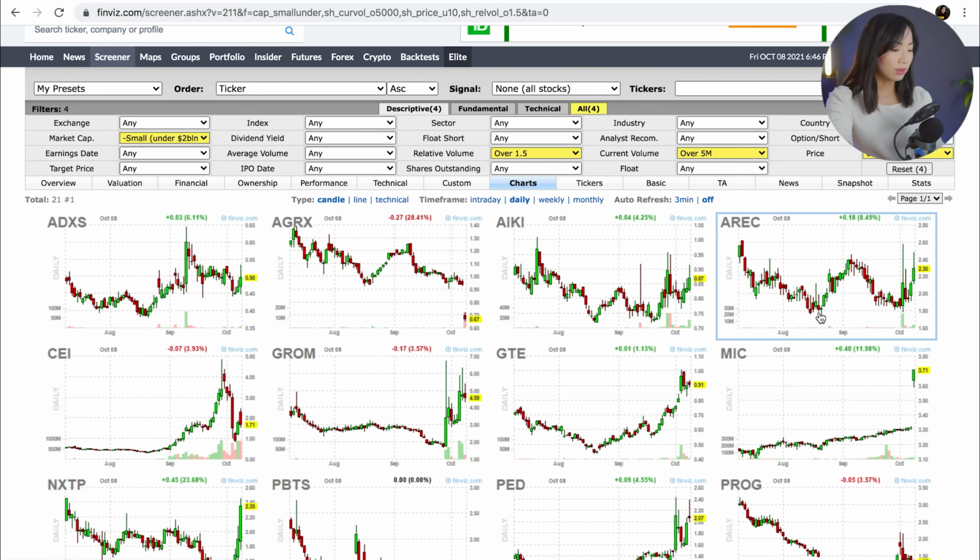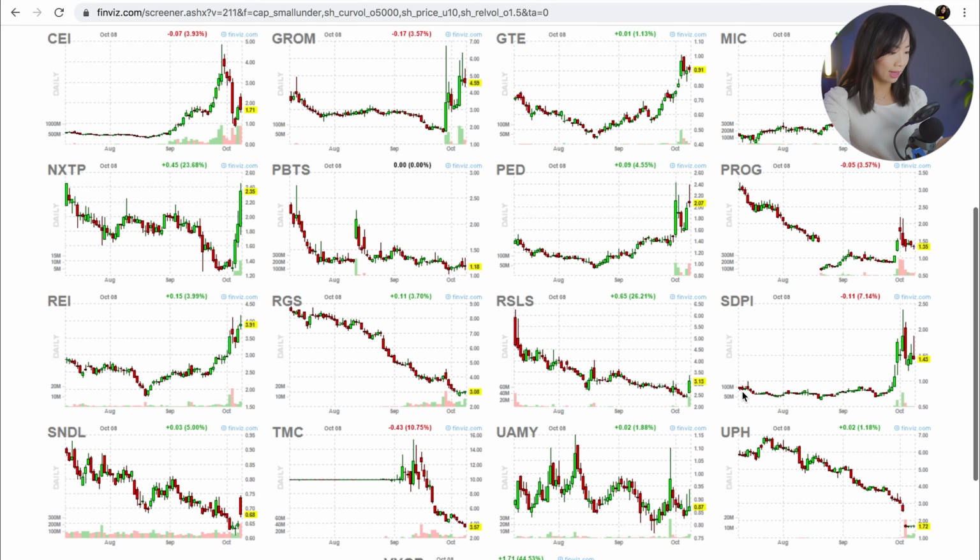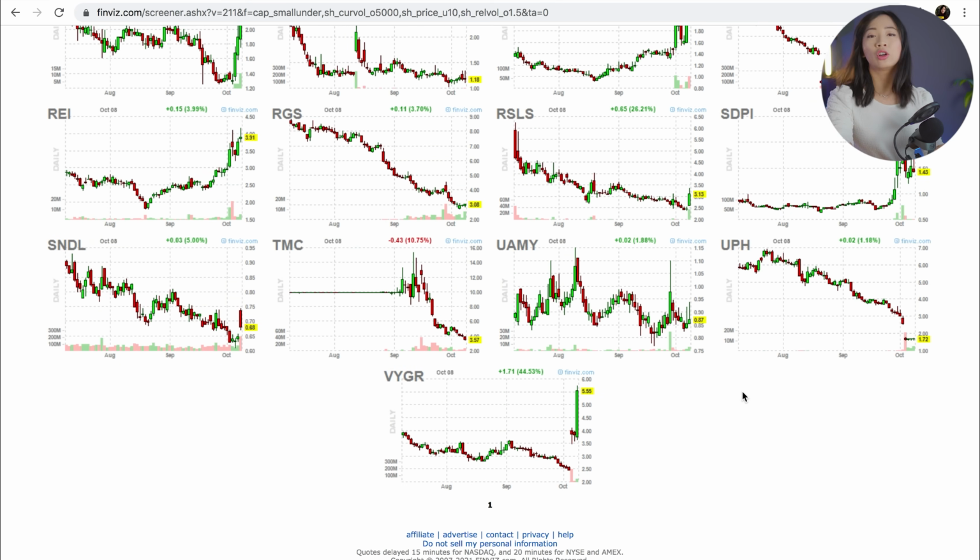Alright, so now that we have a list of stocks that's matching our criteria of being a small cap stock, relative volume over 1.5, and current volume over 5 million, and price under $10, we have a good list of stocks over here. You can see one page is probably like 20 stocks and the daily charts to look at.